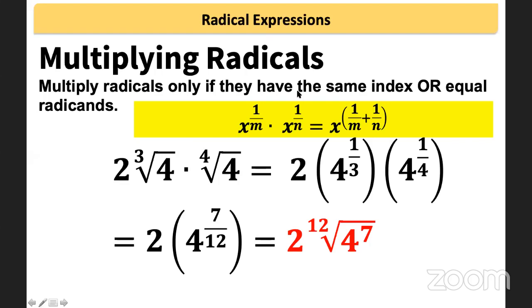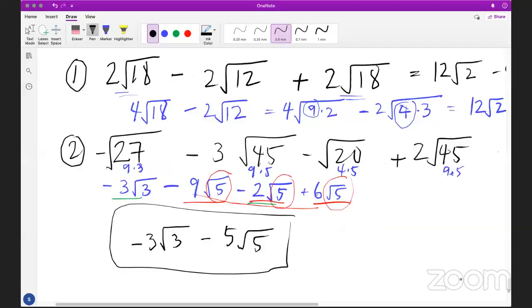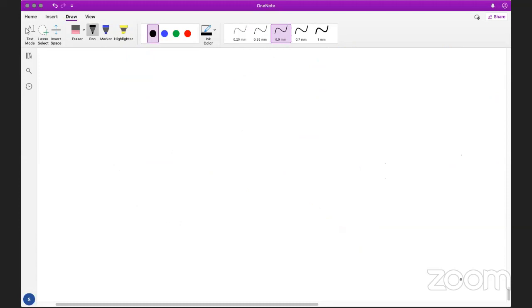Mag-try tayo magsagot dito ng medyo marami. Okay. So for example, if you have 3 square root of 12 times square root of 6. Okay? Pareho yung index nila.